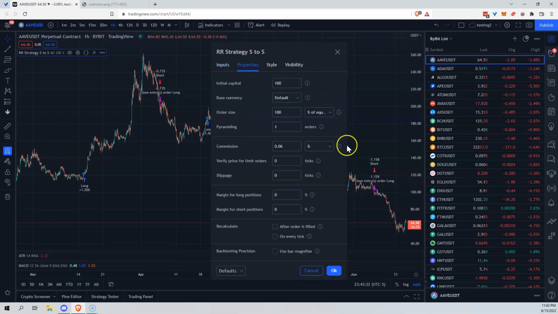Over on the properties, what I want to do here is I want to put 100 capital. So what this is saying is I'm going to trade with $100 per coin. Okay, I'm just doing that for demonstration purposes. I'll explain the strategy behind this in just a second. And I want the order size to be 100% equity. Now, some people might say, wait a minute, you would never trade with your whole account.